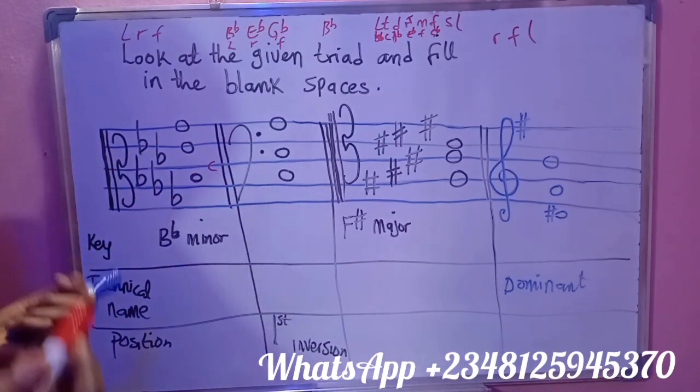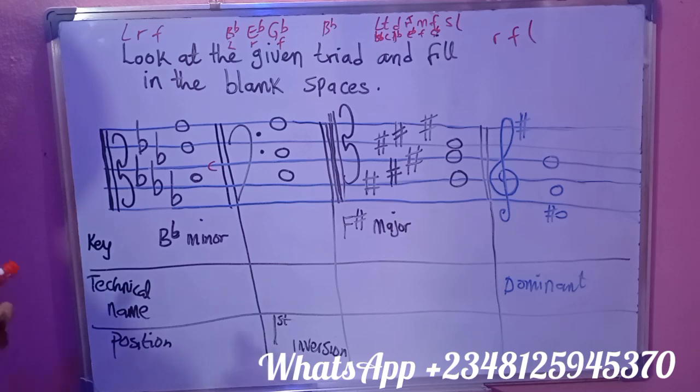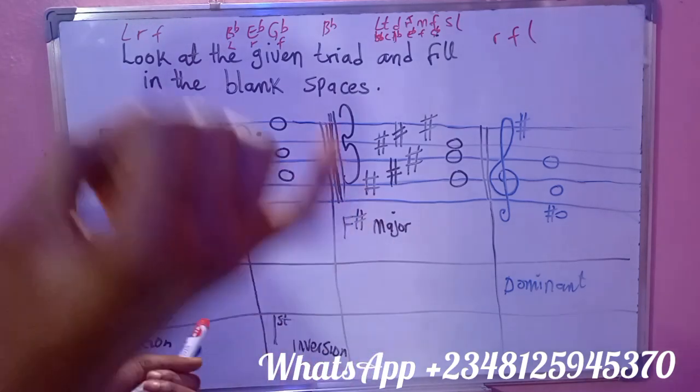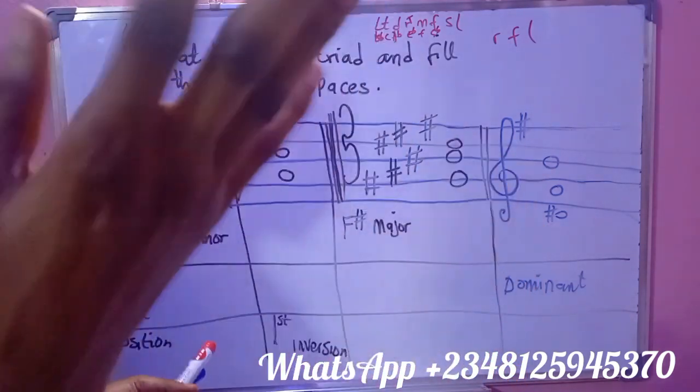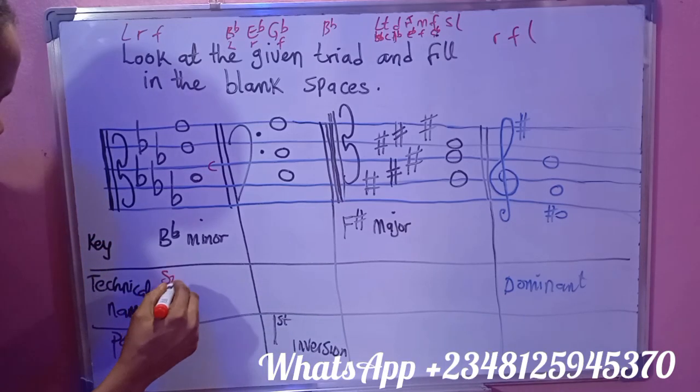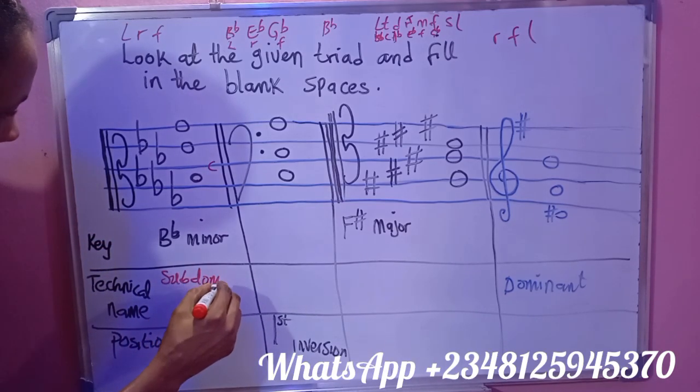Alright, so we've now figured out that it's chord 4. So what's the technical name? We have the tonic, supertonic, mediant, and the subdominant. So automatically this is going to be a subdominant chord.